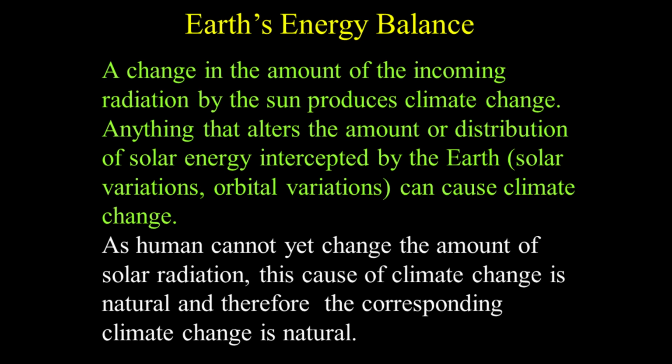Let's return to our Earth's energy balance equation. Any change in one of the components of the climate system causes climate change. A change in the amount of the incoming radiation by the sun produces climate change. Anything that alters the amount or distribution of solar energy intercepted by the Earth, which are solar variations or orbital variations, can cause climate change. Humans cannot yet change the amount of solar radiation. This cause of climate change is natural, and therefore the corresponding climate change is natural.